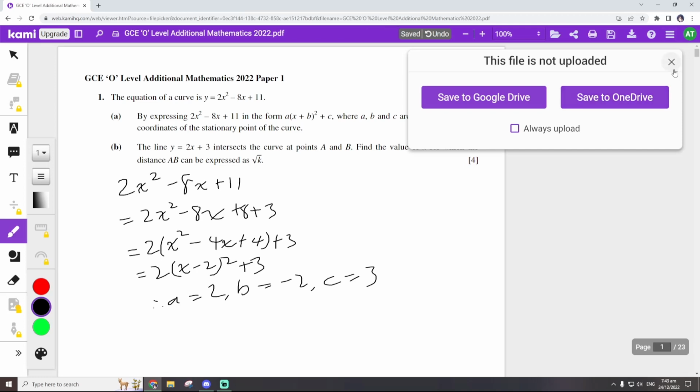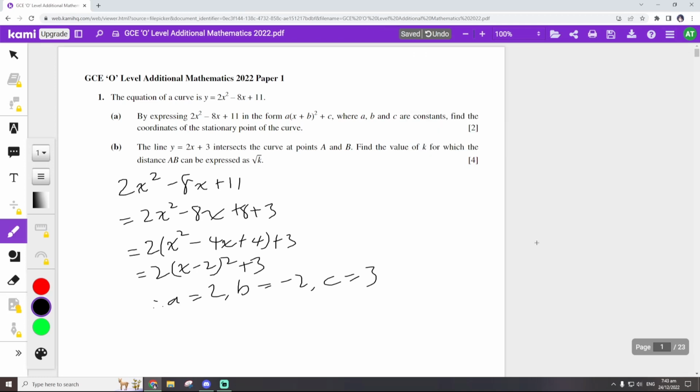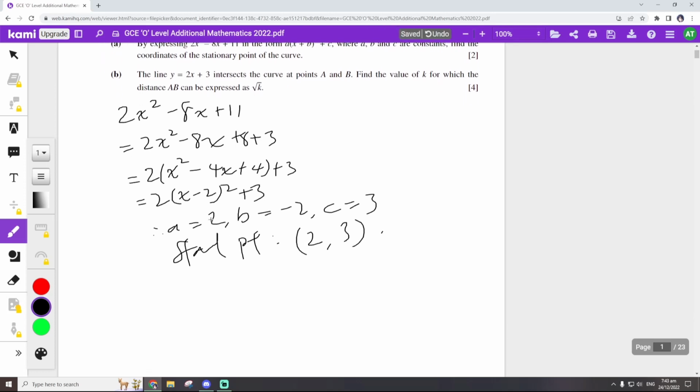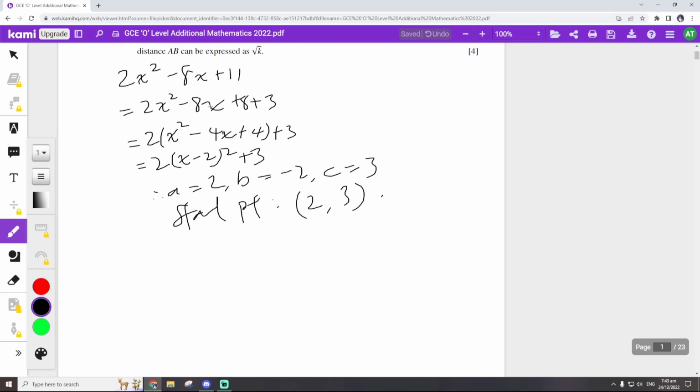What is the stationary point of the curve? Well, when we make the square part 0, we will get the coordinates as (2, 3). The line y equals 2x plus 3 intersects the curve at points A and B. Find the value of k so that AB is expressed as square root k.